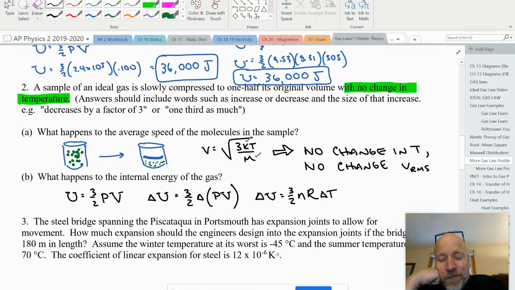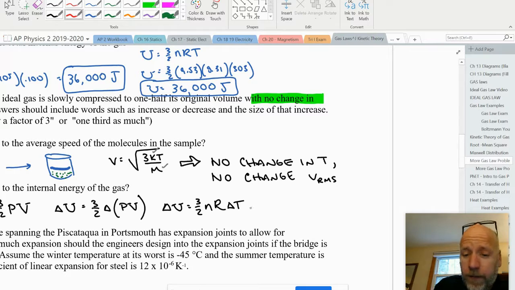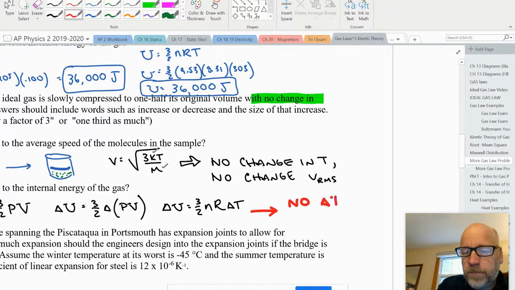Oh, do you see it? I know you do. Adam sees it. Thank you, Adam. Since there's no change in temperature, there's no change in internal energy.